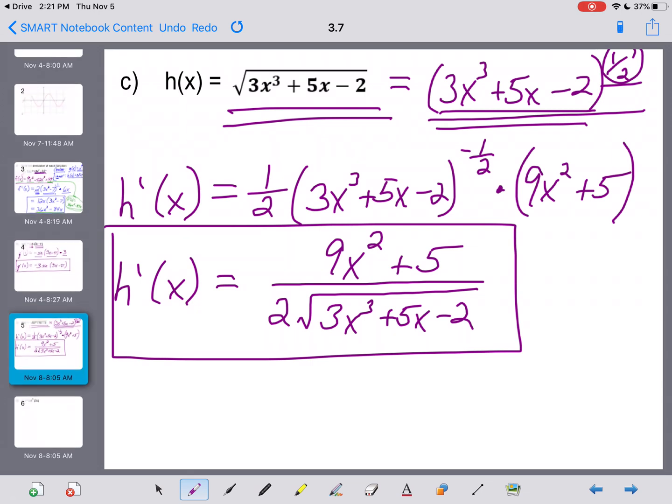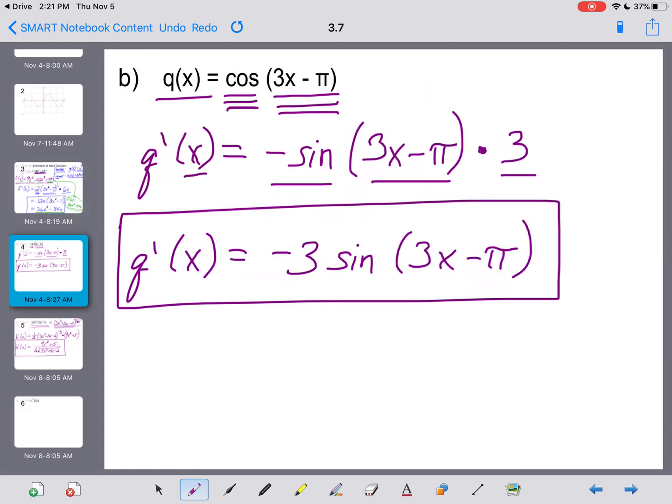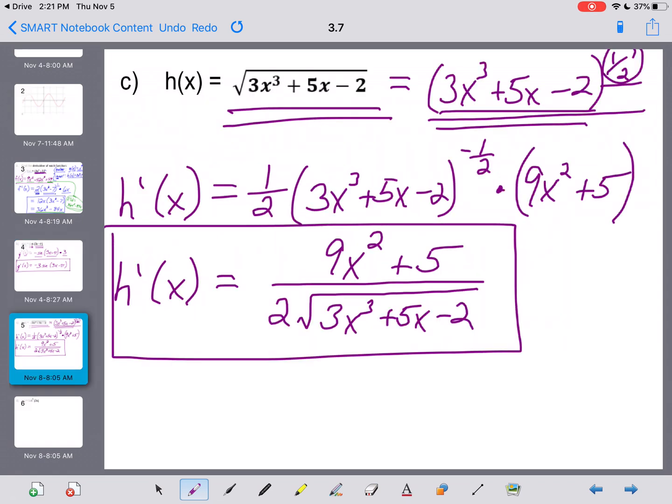Okay, moving right along here. So we've seen now 3 different styles of composition functions. This one was strictly polynomial, a polynomial base to a power. Here we had a trig function. It was the angle of a particular function. And in the third one here, it was a radical function. So we were taking the square root of a polynomial.